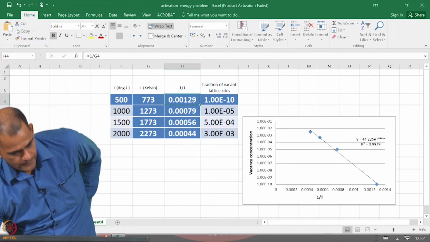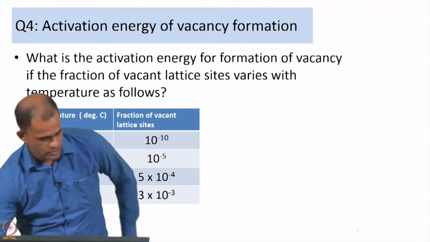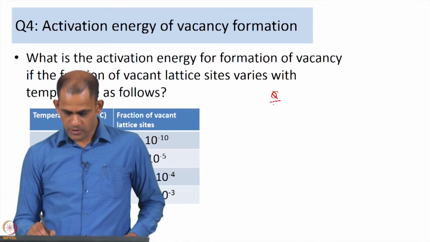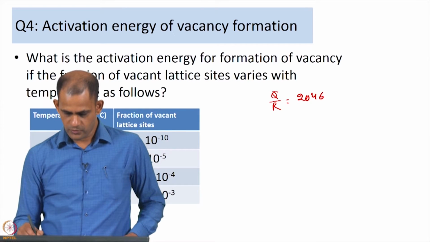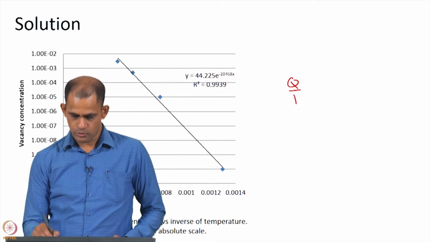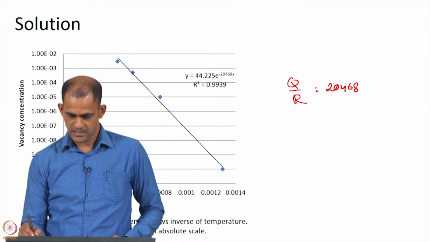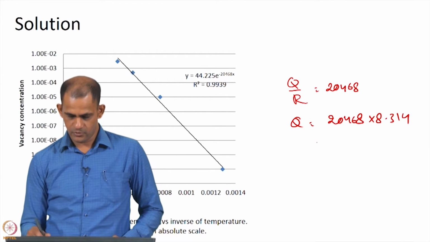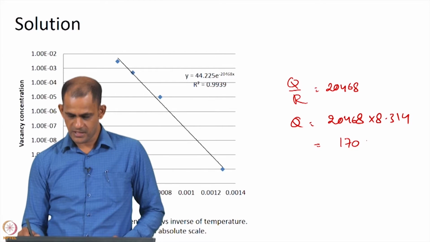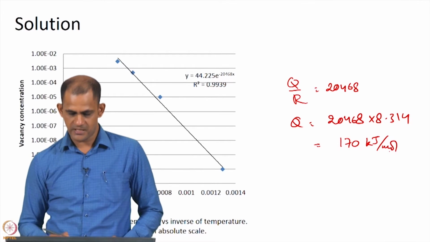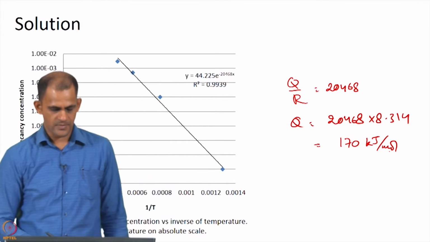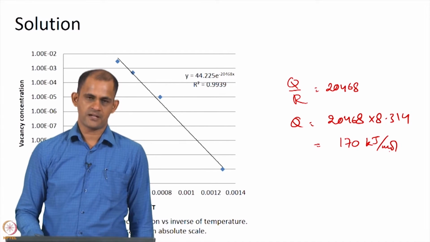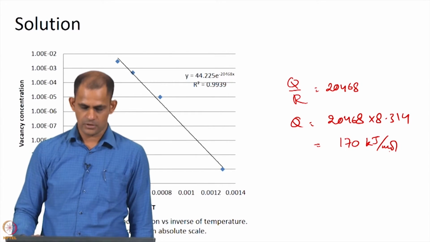If we now come back to this slide, what we got from that fit is the value of Q over R is equal to 20468. So, Q will be 20468 into 8.314. That turns out to be 170 kilojoule per mole. So, this is the activation energy for formation of vacancies in that material, and with this you can then determine the vacancy concentration at any other temperature of interest.